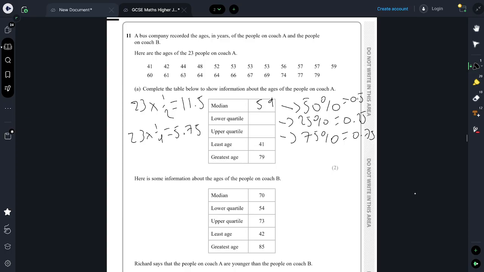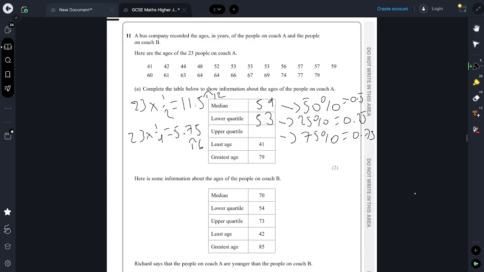We then want to round this up, so round this up to 6. So we want the 6th number in the list. 1, 2, 3, 4, 5, 6. So it should be 53 here for the lower quartile. That rounds up to 12, and that rounds up to 6.